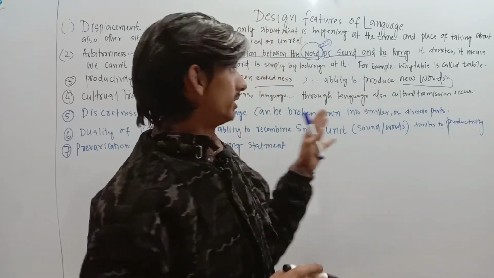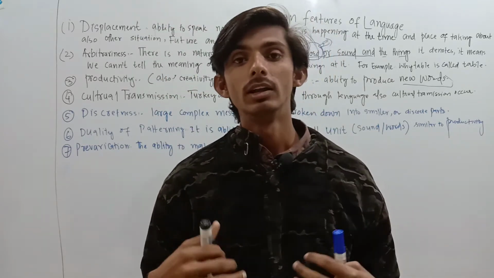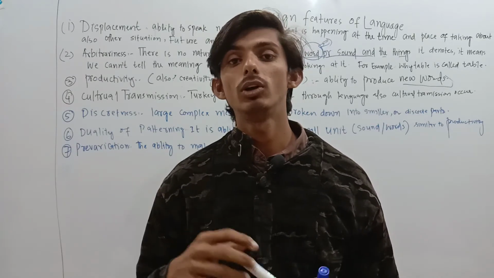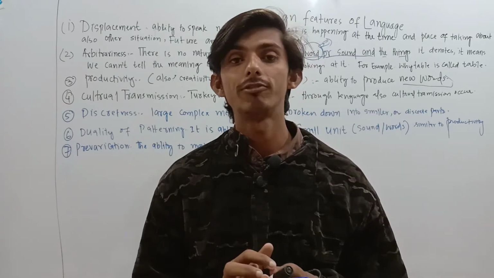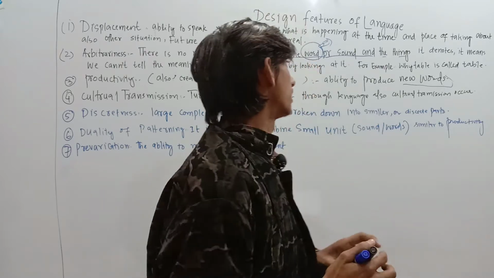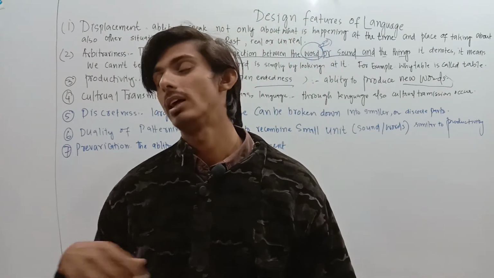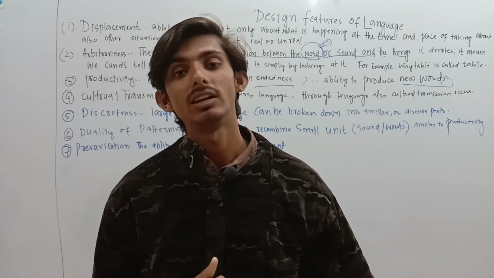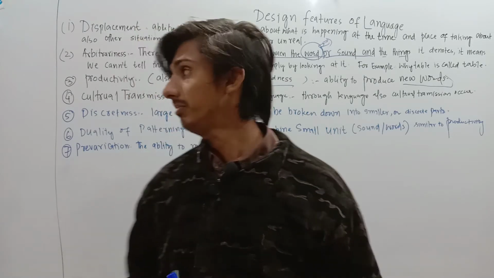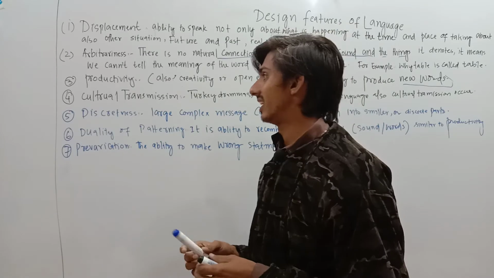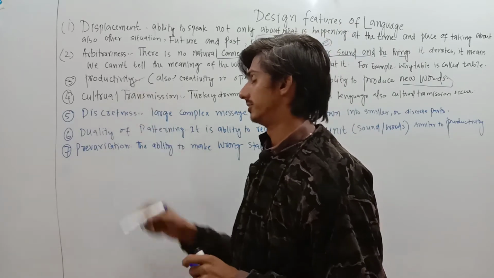So this is the ability in humans to think of the name of any baby. This is productivity. Our scientists invent new things and name these things. That is productivity, another design feature of language.